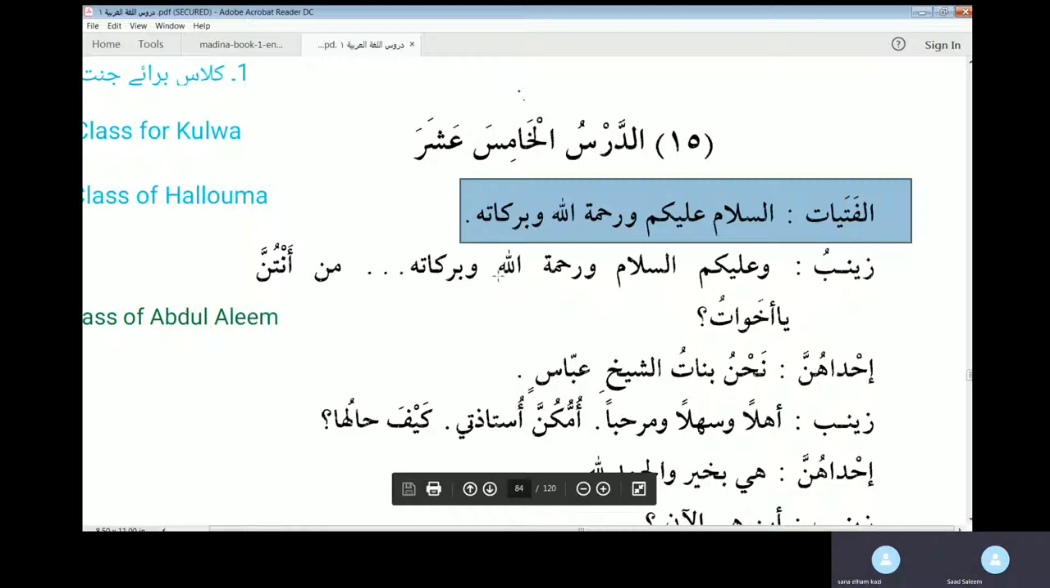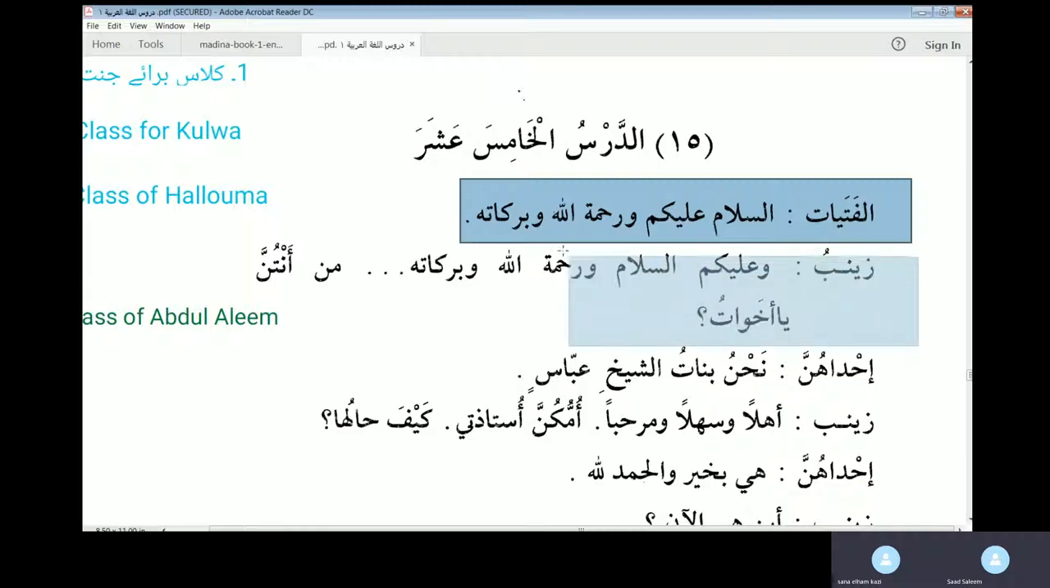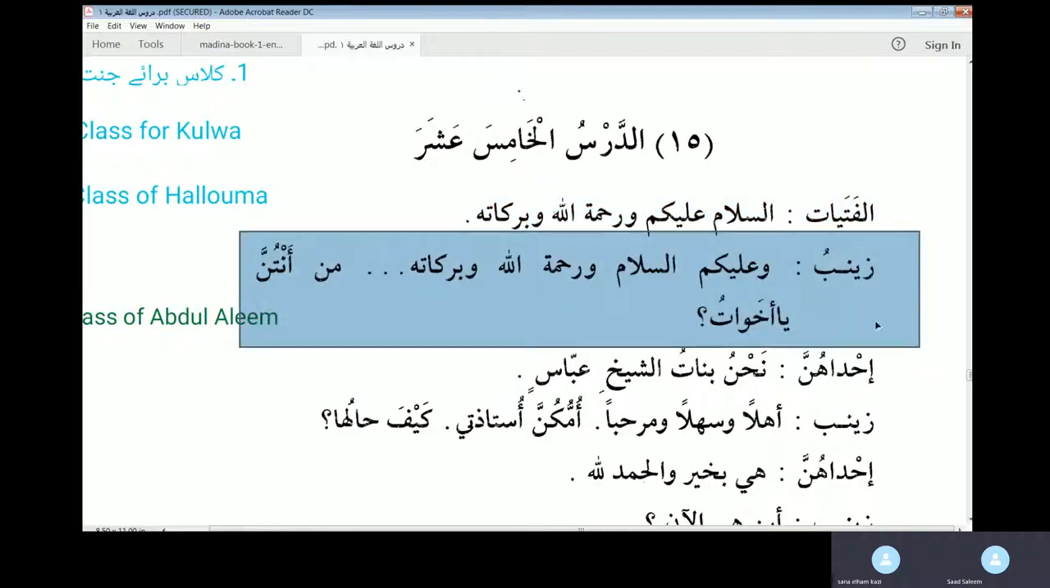السلام عليكم ورحمة الله وبركاته. May peace, mercy, and blessings of Allah subhanahu wa ta'ala be upon you. Wa alaykum assalam wa rahmatullahi wa barakatuh. Miss Sana, you are Zainab. Man antunna. How are you all? No. Who are you all?